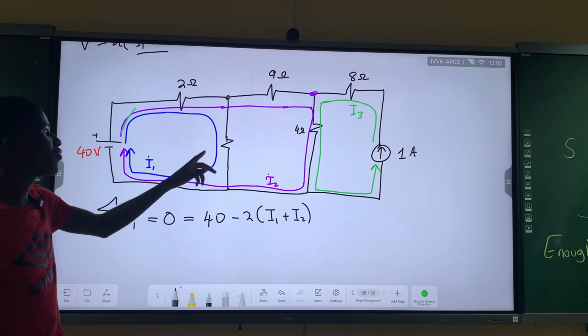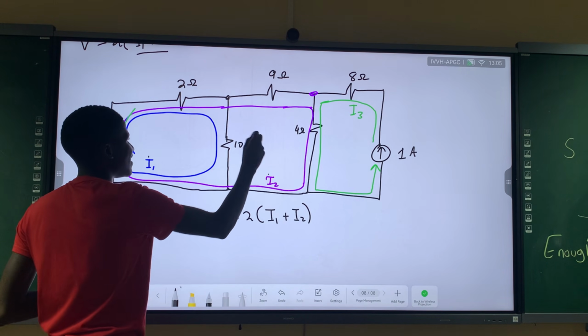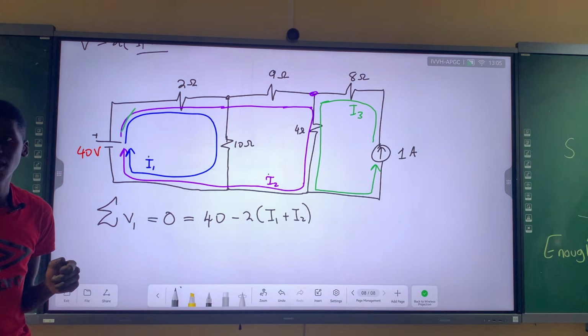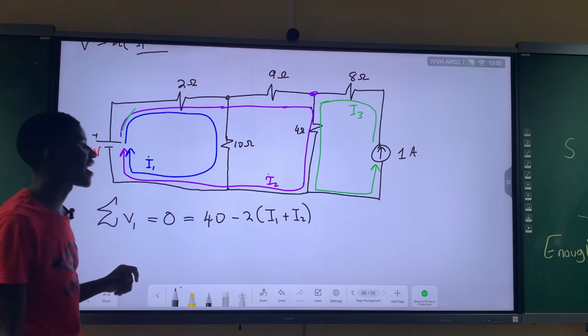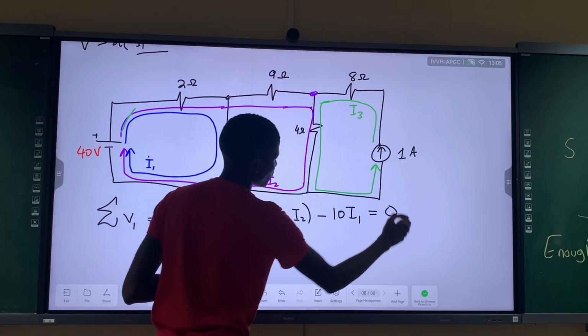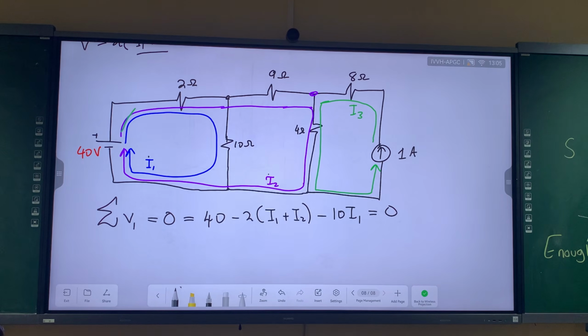And then, which else do we have? Here we've got a 10 ohms resistor. For the 10 ohms, which loop current are we having? Only I1, I mean. So that's going to be minus 10 times I1 is equal to 0. That's the first expression.